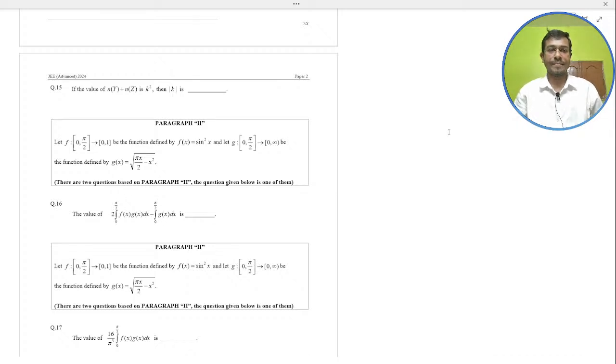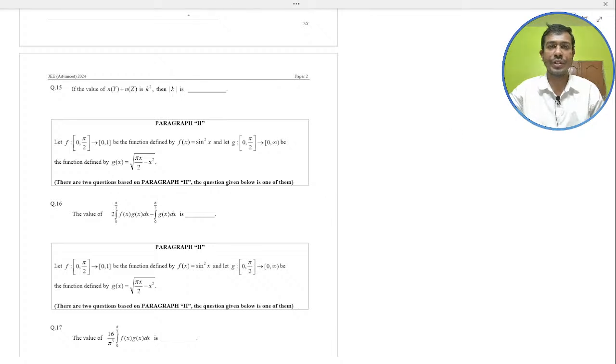Paragraph 2. Question number 16. Let f: [0, pi/2] to [0, 1] be a function defined by f(x) equal to sine square x. Let g: [0, pi/2] to [0, infinity) be a function defined by g(x) equal to square root of (pi x by 2 minus x square). Then the value of 2 integral 0 to pi by 2 f(x) g(x) dx minus integral 0 to pi by 2 g(x) dx is equal to what?